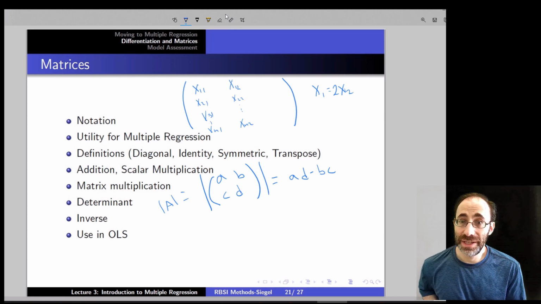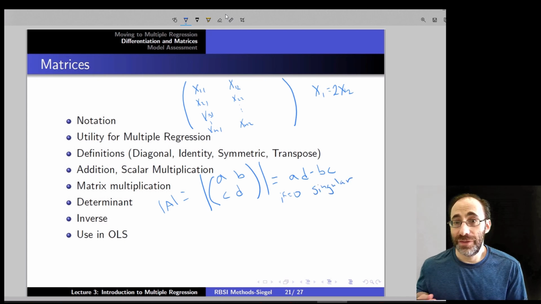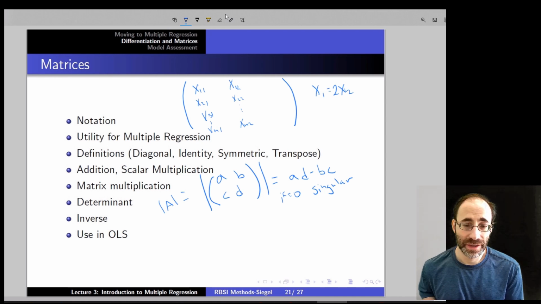If this equals 0, we have what is called a singular matrix. If your independent variable matrix is singular, you have problems. So it's a nice, easy way to tell that.